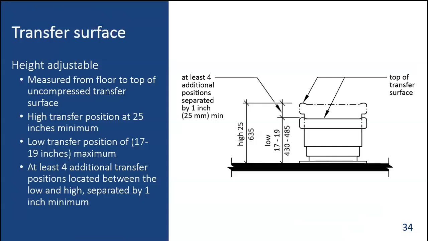For example, you could have an examination table that can be adjusted to the following increments: 26 inches, 24.5 inches, 23, 21.5, 20, and 18.5 inches. This has a high transfer surface at 26 inches, which is above the 25 inch minimum, has a lower position at 18.5 inches, which is in the range of 17 to 19, and has 4 additional transfer positions that are separated by at least an inch and are between the high and low. These are at 24.5, 23, 21.5, and 20. But of course, a much simpler solution is for the equipment to be continuously adjustable from a low of 17 to 19 to a high of at least 25.